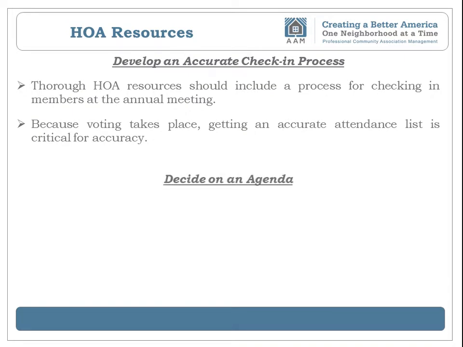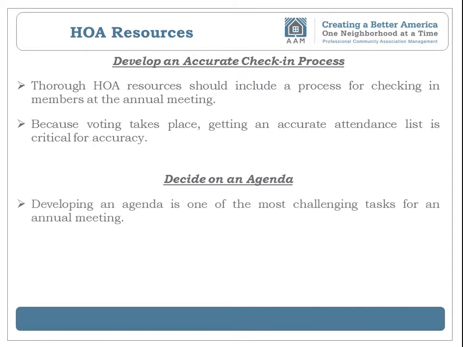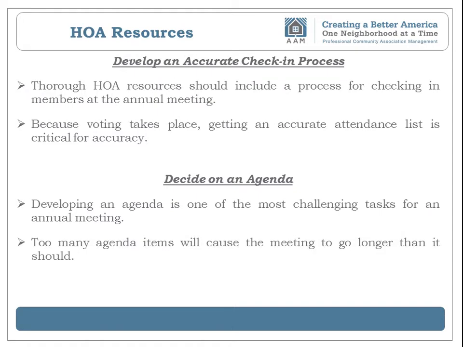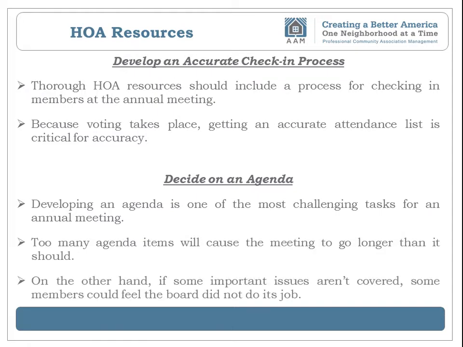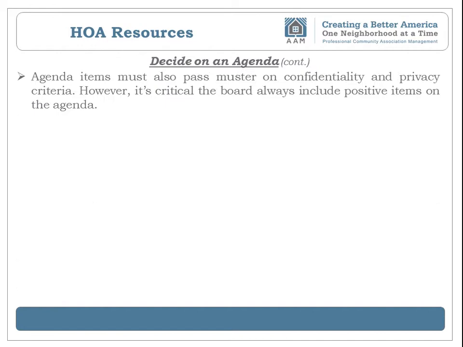Decide on an agenda. Developing an agenda is one of the most challenging tasks for an annual meeting. Too many agenda items will cause the meeting to go longer than it should. On the other hand, if some important issues aren't covered, some members could feel the board didn't do its job. Agenda items must also pass muster on confidentiality and privacy criteria.